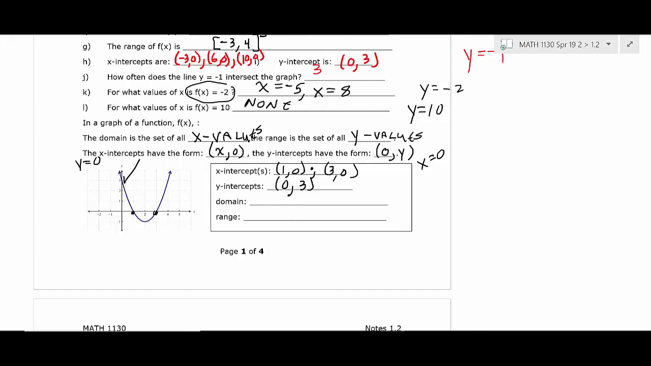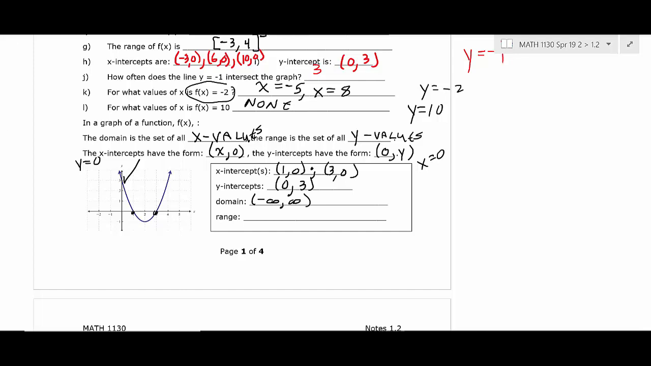All real numbers, right? It goes on forever in both directions. It doesn't come to an end, so you would just write that as an interval, negative infinity to infinity. Like that, if you want to write that in interval notation. How about the range, from where to where for the y's?